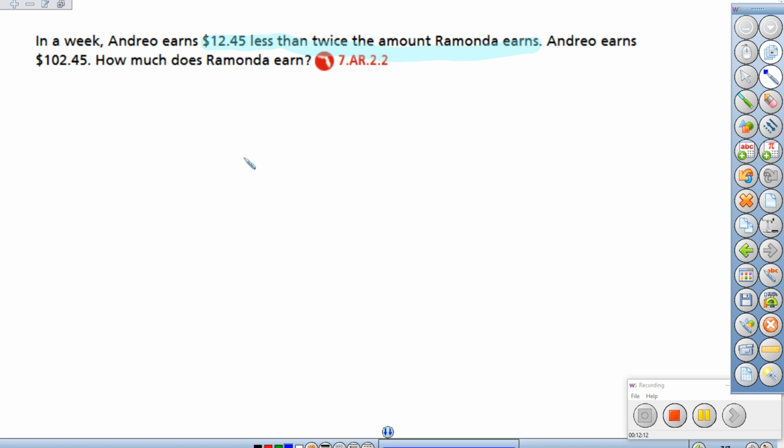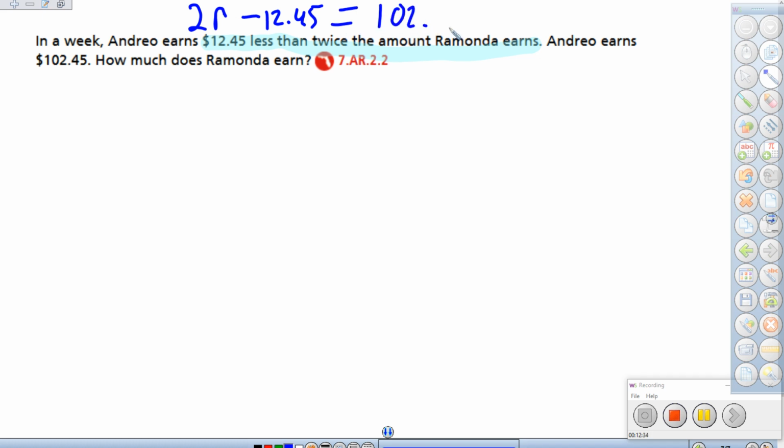So $12.45 less looks like a minus 12.45. And that's less than twice the amount that Ramonda earns. So that's going to be 2R. And it equals 102.45. So that's our equation. So let's go ahead and solve it. So 2R minus 12.45 equal to 102.45. All right, so now we have to go back to our two steps.